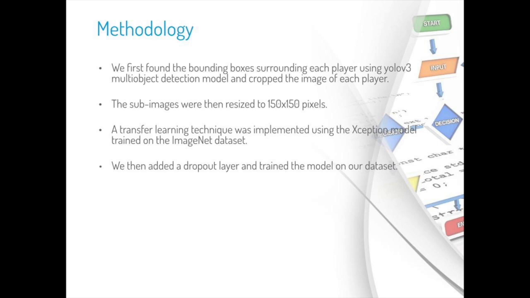Once we realized our first plan was not working, we changed plans and decided to create a CNN to classify falls. We took our bounding boxes generated by the YOLO model and cropped the images to just the area within the bounding box for each player. We then took each of the sub-images and resized each of them to 150 x 150. We then used transfer learning from the Xception model trained on the ImageNet dataset. We then added a dropout layer and trained the model on our dataset.